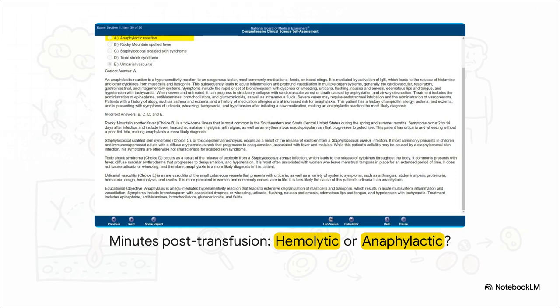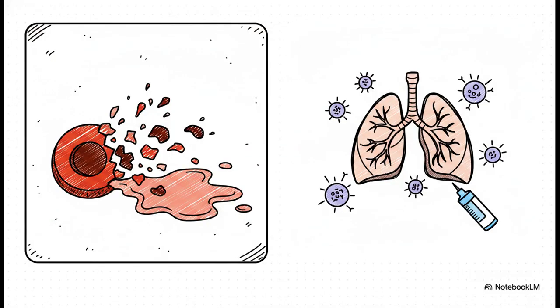This one requires ruthless differentiation of immediate transfusion reactions based on exact clinical markers. Minutes into a transfusion, the patient crashes rapidly with severe wheezing, urticaria, and hypotension. Both hemolytic and anaphylactic reactions can cause rapid hypotension, so how do you quickly distinguish them? Notice the specific clinical contrast here.